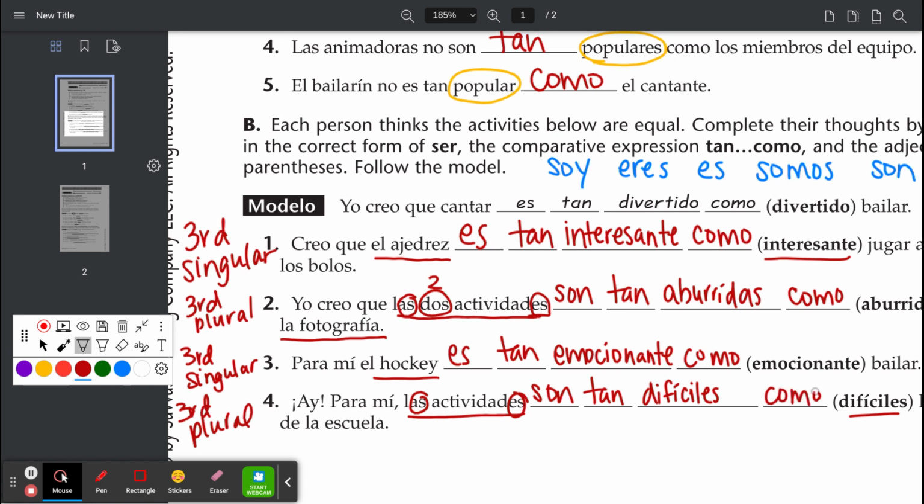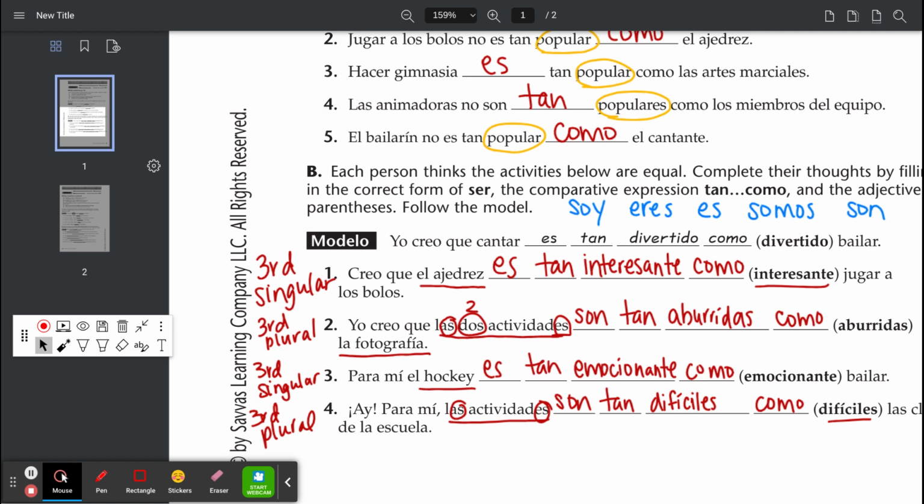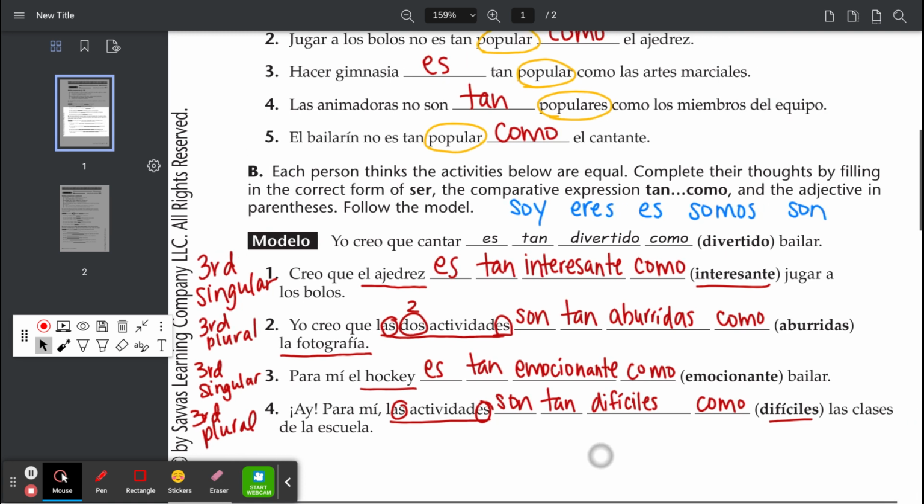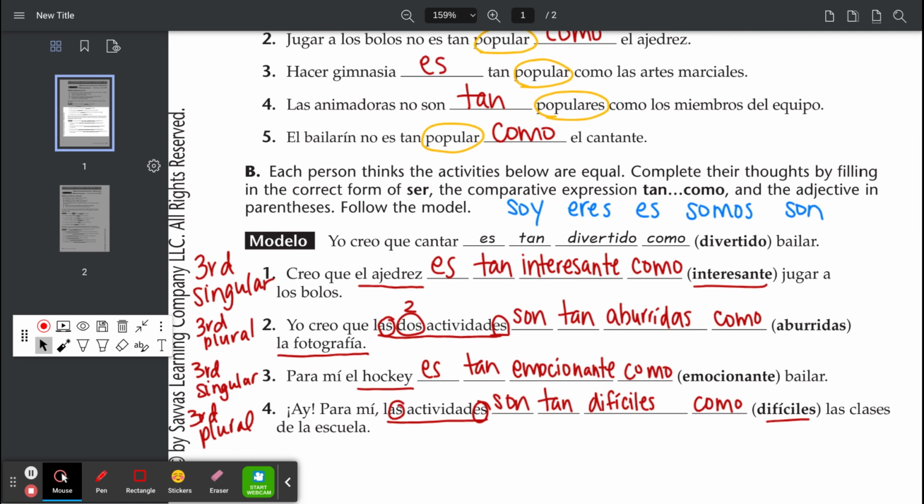Como las clases de la escuela. So for me, the activities are as difficult as the classes at school.